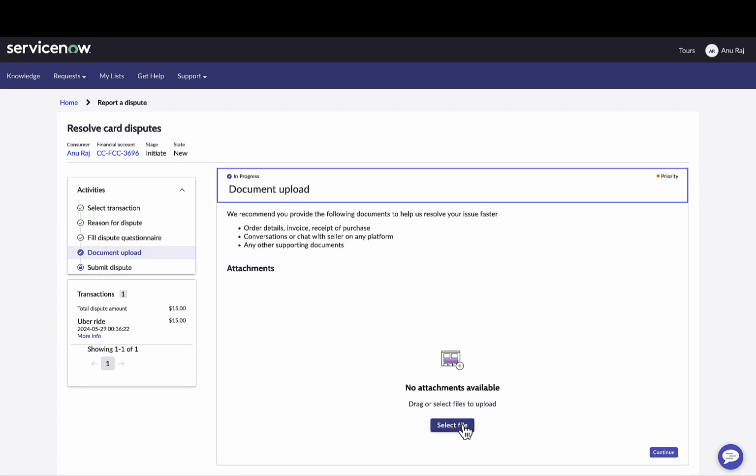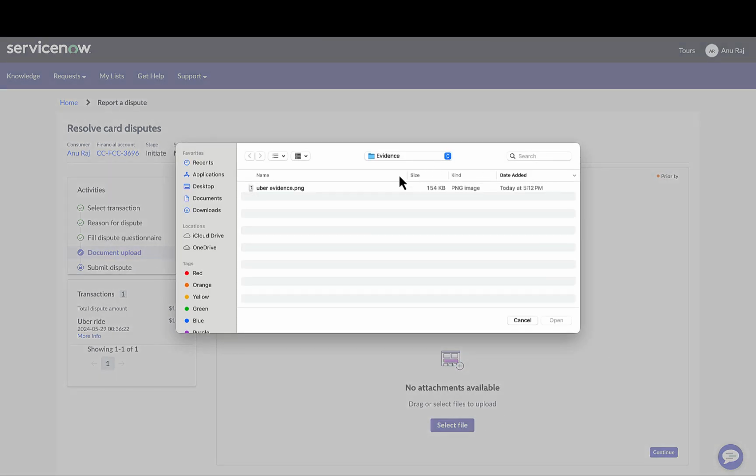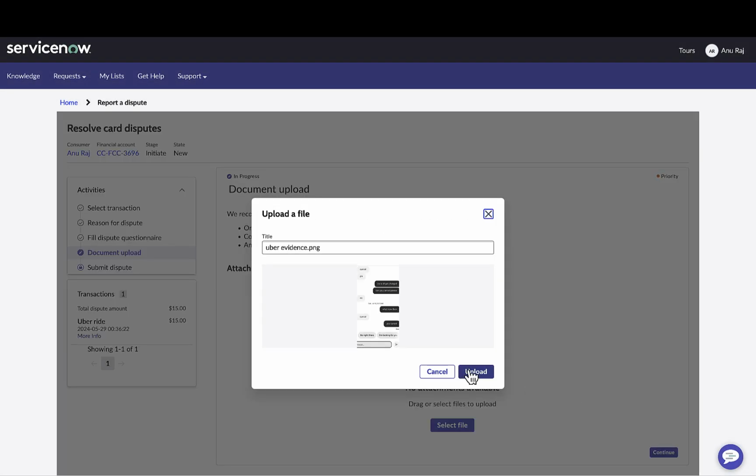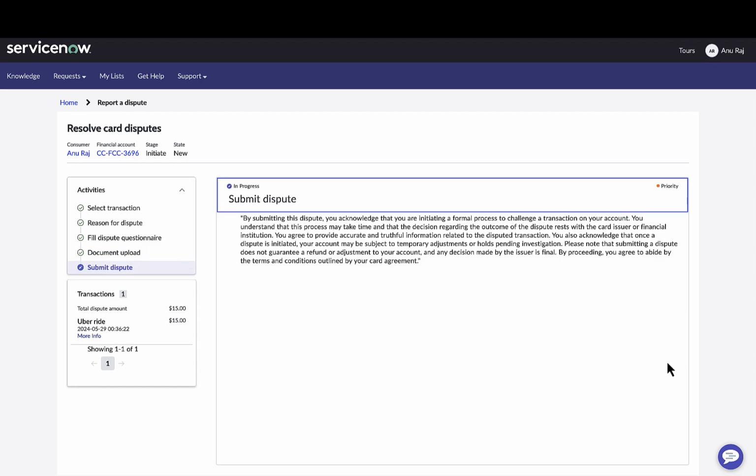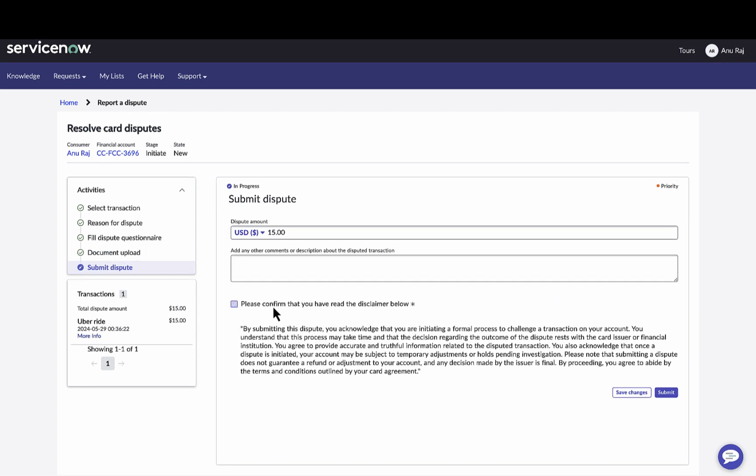Here, Anu can upload documentation of the canceled ride and clicks continue. This takes Anu to the last step to submit the dispute.